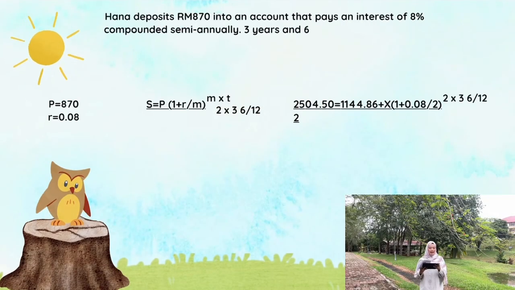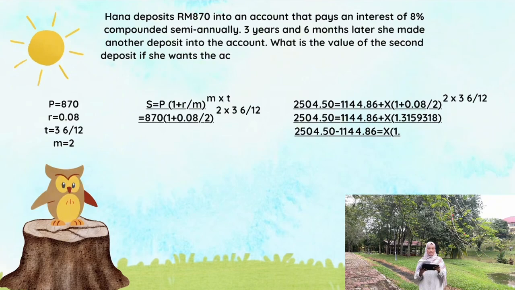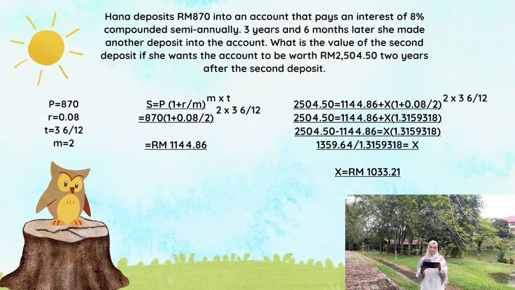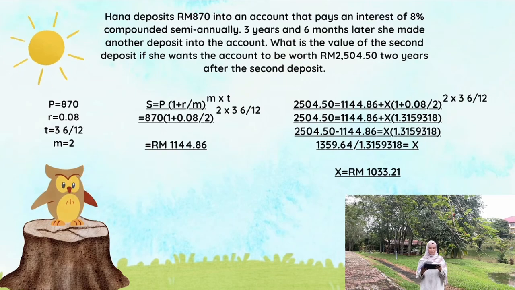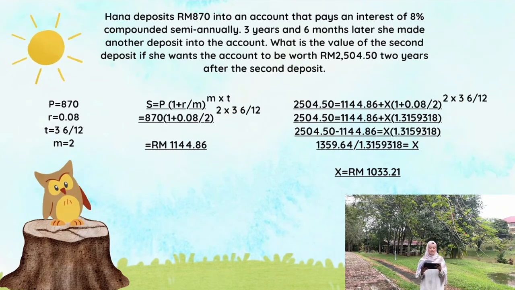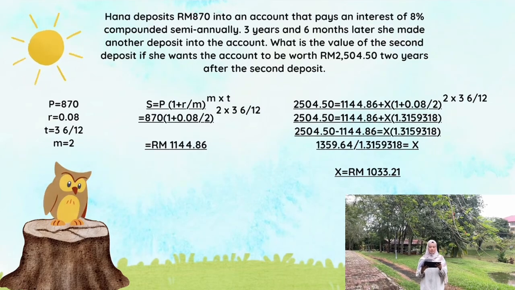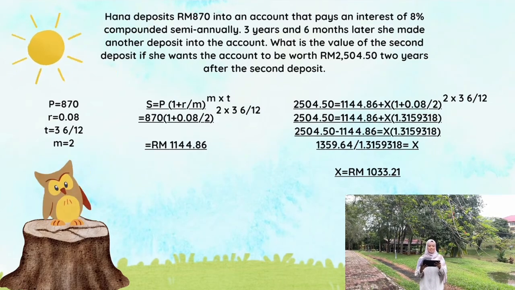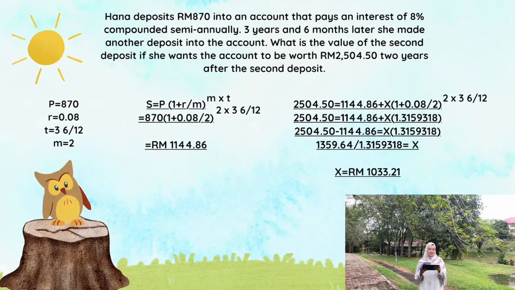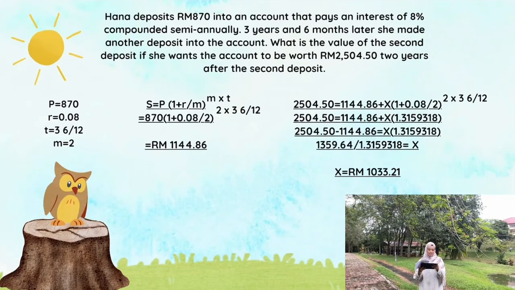Number 2. Hana deposits RM870 in an account with 8% interest compounded semi-annually. After 3.5 years, she makes another deposit. She wants the account balance to reach RM2,504.50 2 years after the second deposit. Determine the value of the second deposit.